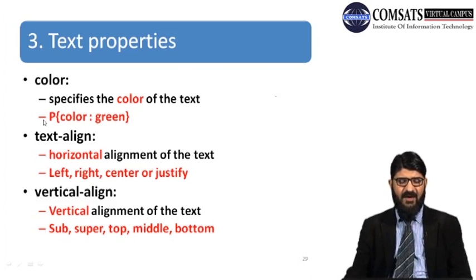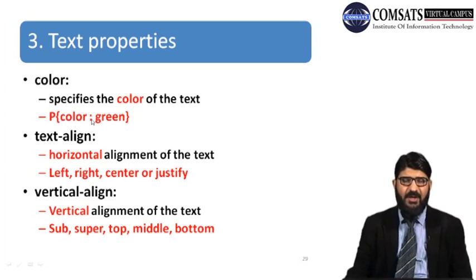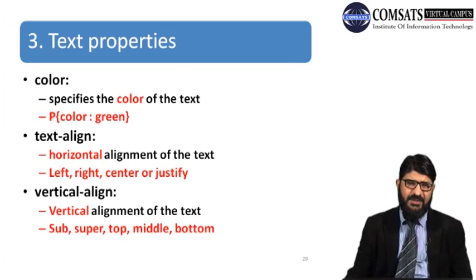So see, paragraph is a web form element, and paragraph is basically a text web form element. Then the color property is applied. Color is the property name, and green is the value of the color that is mentioned. You can also use hash codes for the colors.